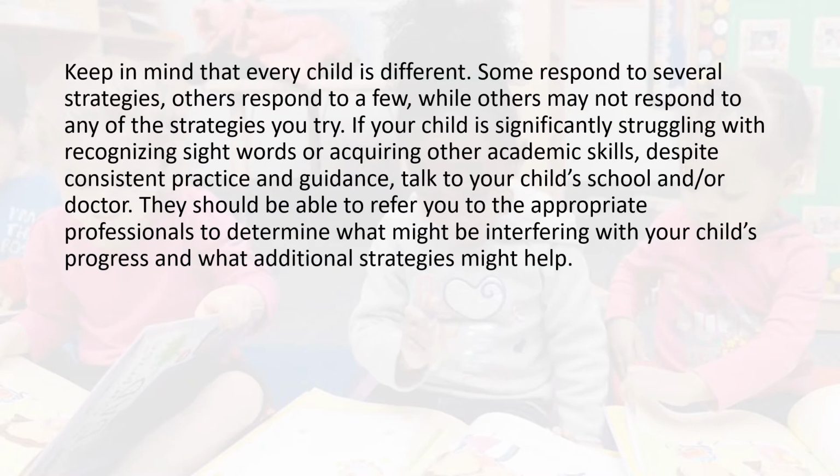Keep in mind that every child is different. Some respond to several strategies, others respond to a few, while others may not respond to any of the strategies you try. If your child is significantly struggling with recognizing sight words or acquiring other academic skills despite consistent practice and guidance, talk to your child's school and/or doctor. They should be able to refer you to the appropriate professionals to determine what might be interfering with your child's progress and what additional strategies might help.